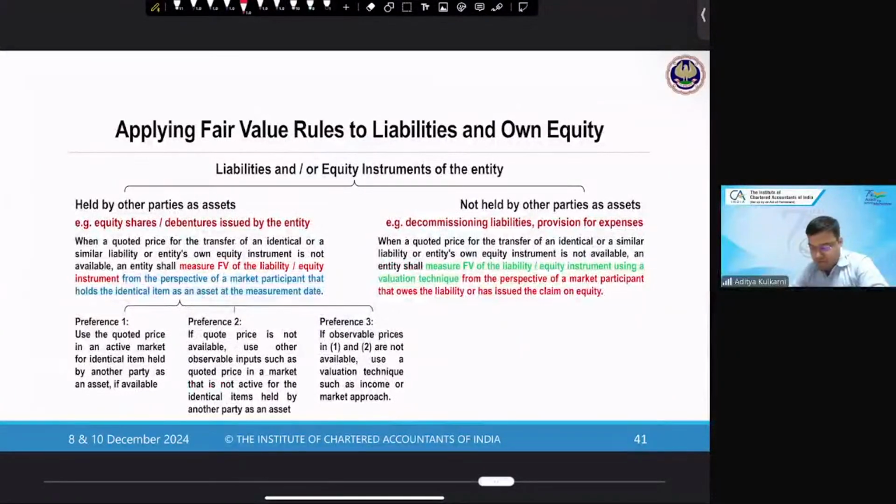Okay. Now, the question is, how do I do the valuation? So there are two instances, and listen carefully, it's not difficult. A liability in my books can be an asset in the counterparty's books. Yes. A liability in my books can be an asset for somebody else. Yes or no? Yes, sir. Acha. A liability for me may not always be an asset in somebody else's books. Do you agree to that?